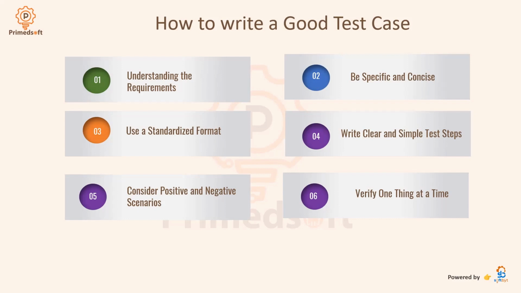So the second one is be specific and concise. Like I've given you an example, you can see how I say it. It's specific and it's concise. It's not ambiguous at all. You don't need to write a long test, right?